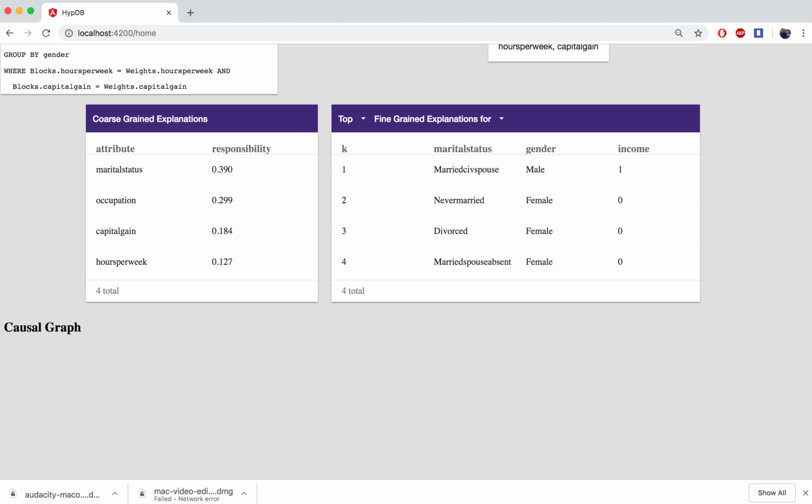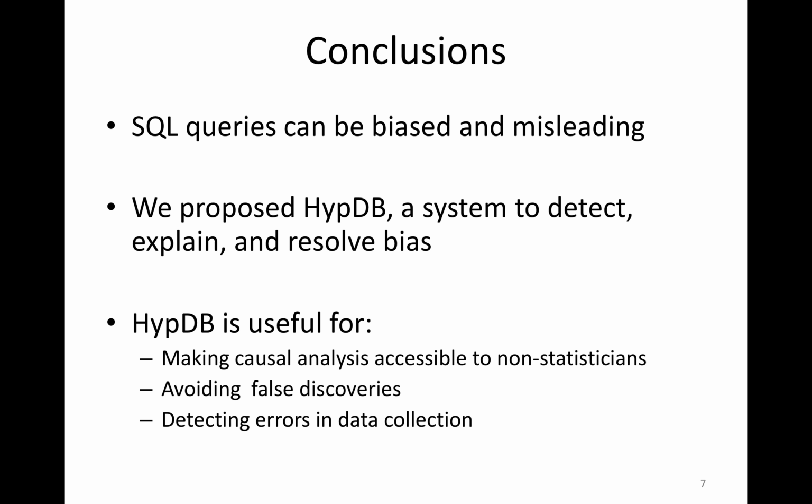With this, I will conclude. So we've discussed that SQL queries can be biased and misleading for decision making. We proposed HypDB, the first database system to detect, explain, and resolve biased SQL queries. We saw with two examples that HypDB is useful for making causal analysis accessible to non-statisticians, avoiding false discoveries, and also detecting errors in the data collection process.